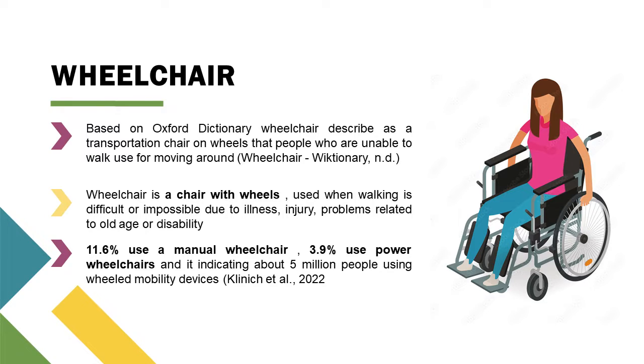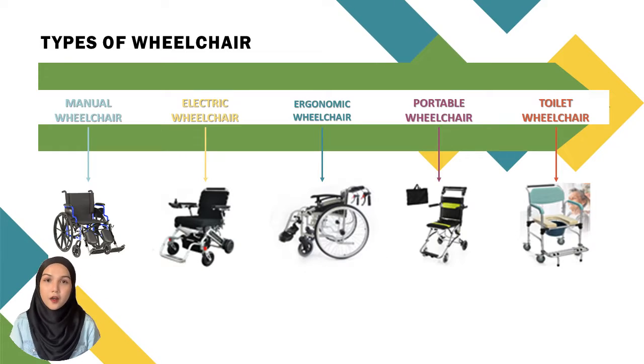About 11.6% use a manual wheelchair and 3.9% use a power wheelchair, indicating about 5 million people using wheeled mobility devices. There are 5 types of wheelchair. The first one is a manual wheelchair, then electric wheelchair, ergonomic wheelchair, portable wheelchair, and the last is the toilet wheelchair.